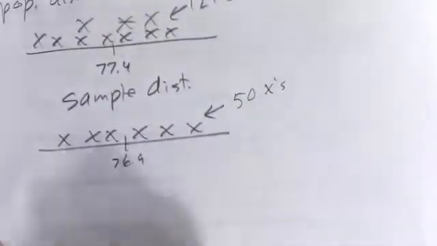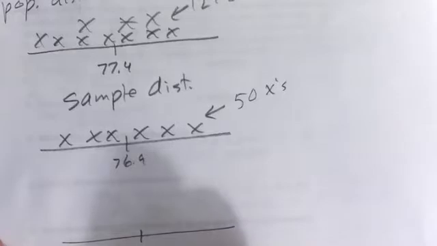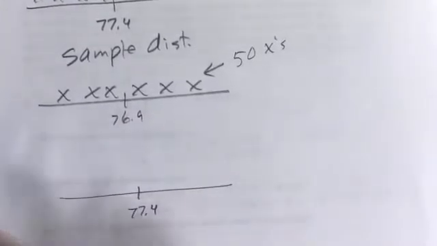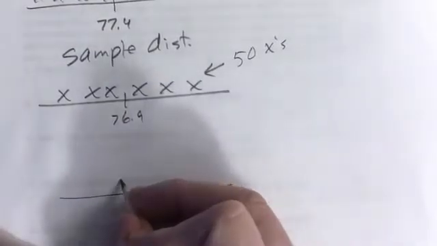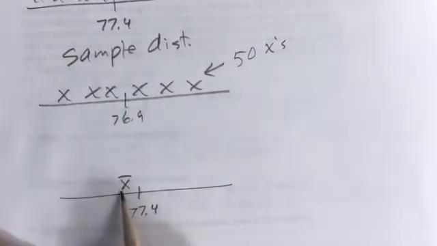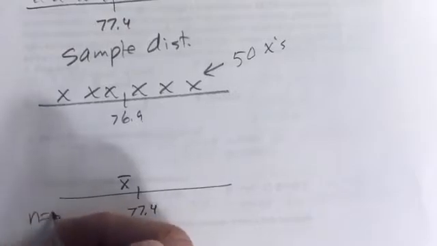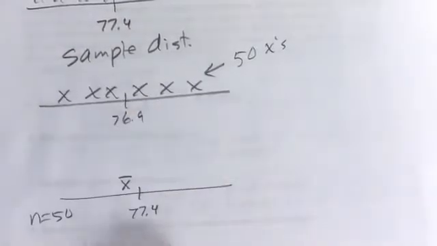They will be centered around the population value, 77.4. They'll be centered around that. So our first X bar was 76.9. So that's somewhere down here. Its X bar means it's an average of a bunch of numbers. In this case, 50. Our sample size is 50. So we average these 50 numbers in that X bar.